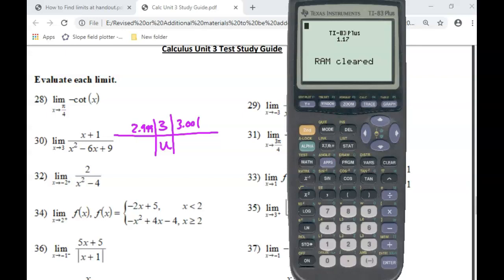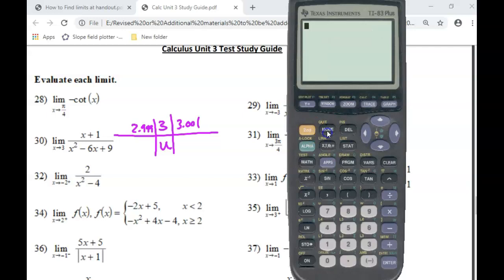Okay, you can type it in however you want to. You can do it by hand, or you can use the strategy I shared with you guys a little while back, where you type the function in first. So parentheses x plus 1 is in the numerator. Got to put it in parentheses. Divided by parentheses again for the denominator. X squared minus 6x plus 9.